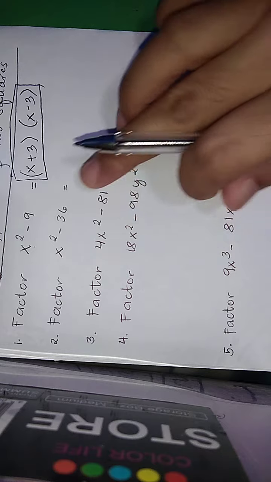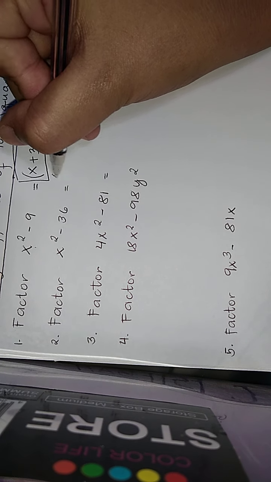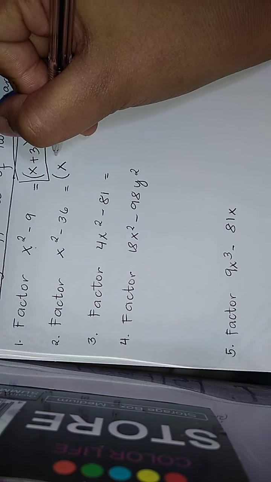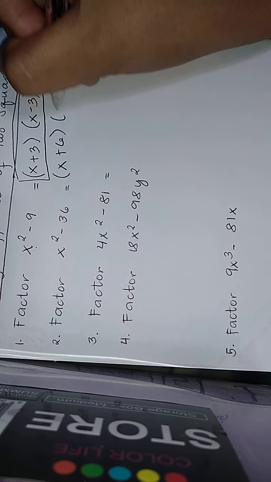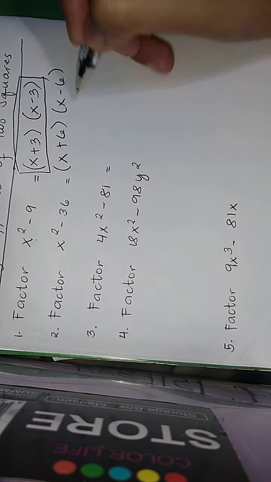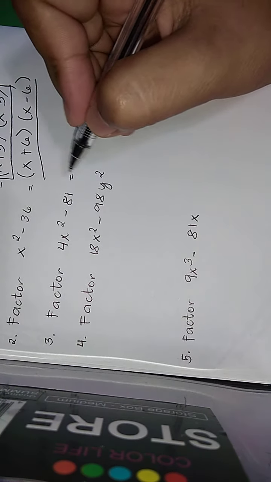Next, factor x squared minus 36. Same pa rin ang ating gagawin. Square root of the first term, we have x. Square root of the second term, 6. So, isang plus at isang minus. So, x plus 6 times x minus 6.